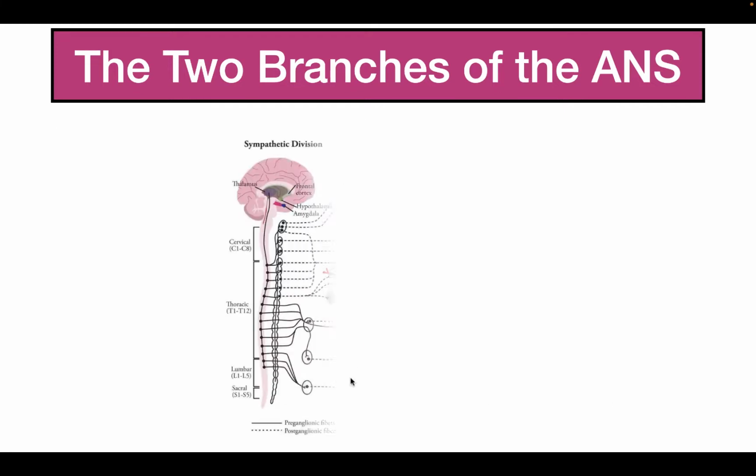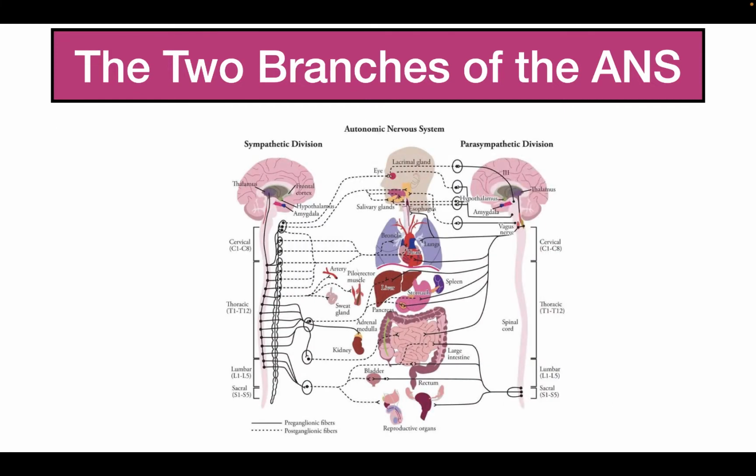Now we're going to look at how the parasympathetic nervous system and the sympathetic nervous system vary, specifically in their anatomy. If you look at the sympathetic nervous system, the main area where you're going to find the cell bodies of the preganglionic neurons is the thoracolumbar region of the spinal cord. This is where you're going to find the preganglionic cell bodies of these neurons.